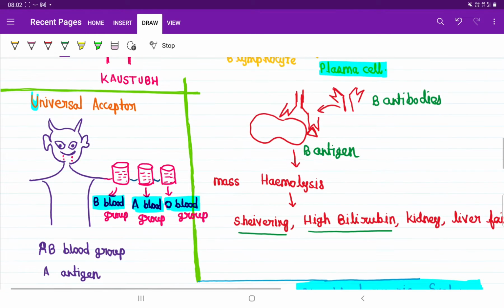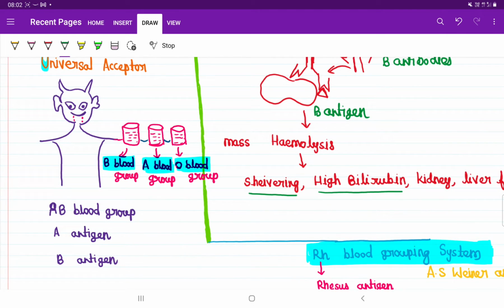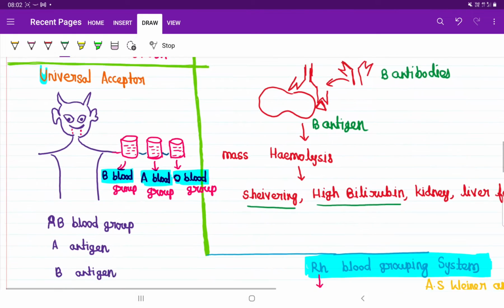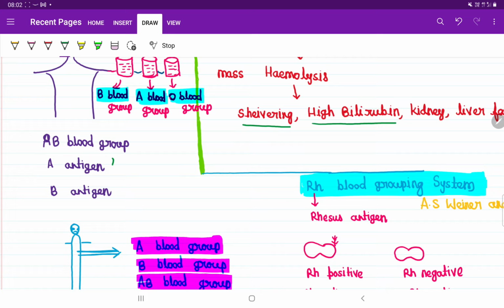Now come to the concept of universal donor and universal acceptor. Try to understand, students. See, I have one person who has AB blood group. You see, this guy has AB blood group, right? Now this guy has AB blood group. That means in his blood, A antigen is also present and B antigen is also present, isn't it?